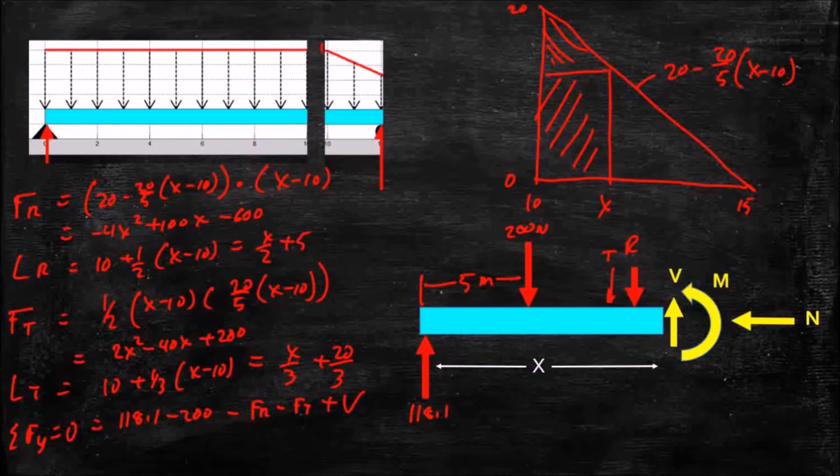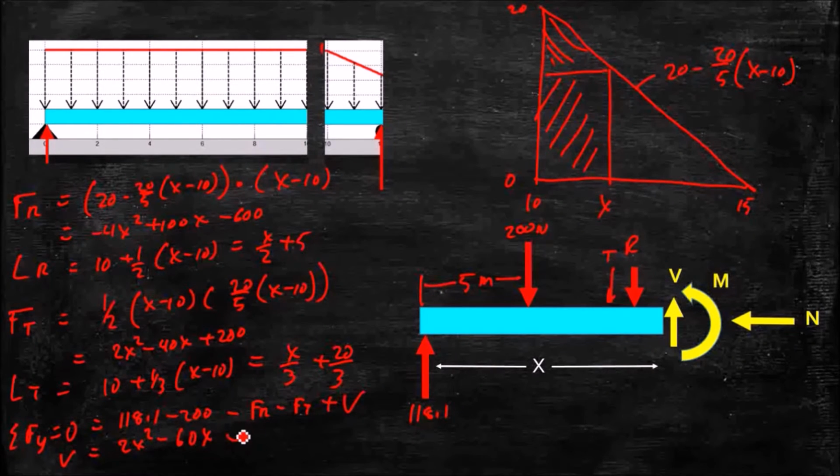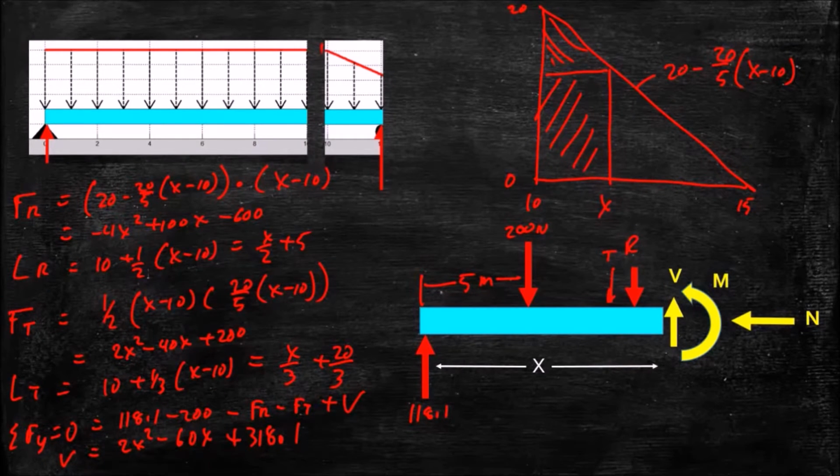upward, and I get my shear force V equals 2x squared minus 60x plus 318.1, and that's our shear. And for our normal force, I'll do the sum of the moments. I'll do that over here on the right. Sum of the moments at our section equals 0.